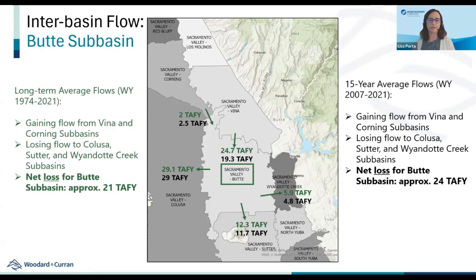So the Butte subbasin is losing water to its neighbors, to the three neighbors on each side. Here, the Colusa, Sutter, and Wyandotte Creek subbasins. It doesn't change all that much from a long-term perspective to the last 15 years. It just goes from 21 to 24,000 acre feet per year on average. So it shows this basin is pretty stable as far as the flow, or subsurface flow between subbasins.